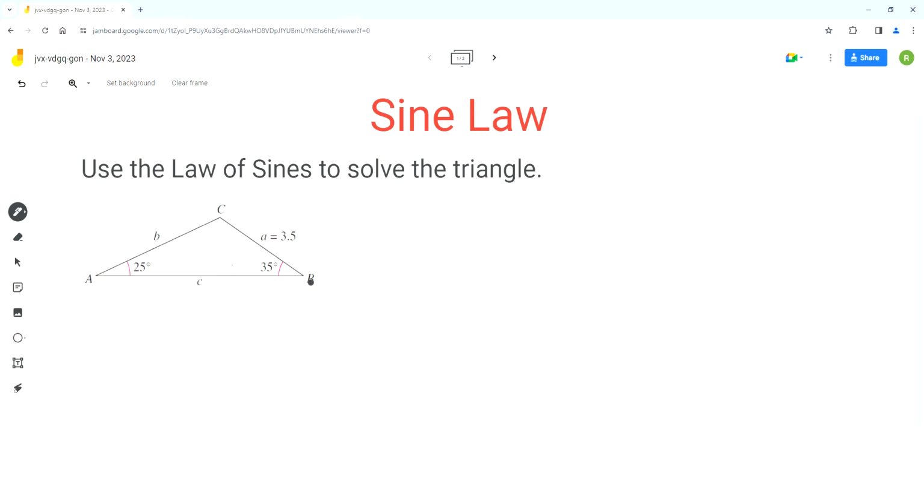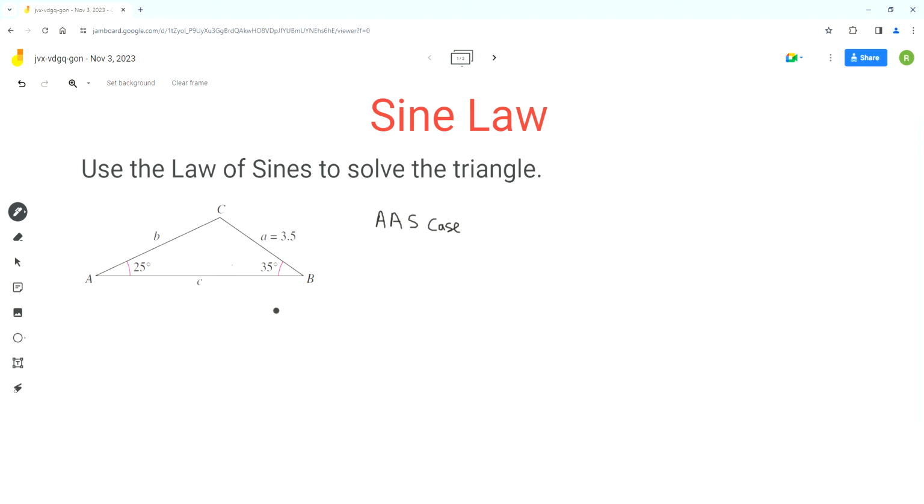Now, the first concept we need to use here is to understand what kind of case this is. This is an AAS case. AAS represents the angle-angle-side case. That means we are given two angles and the side that is opposite the second angle. So for the AAS case, we use sine law.